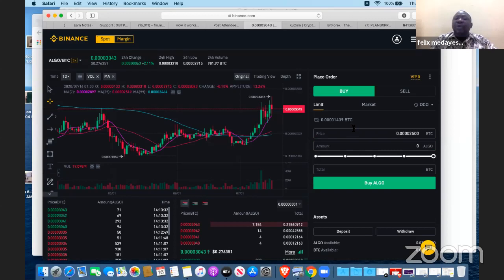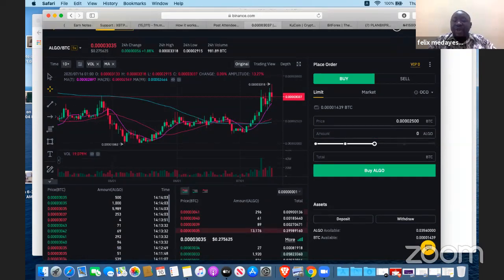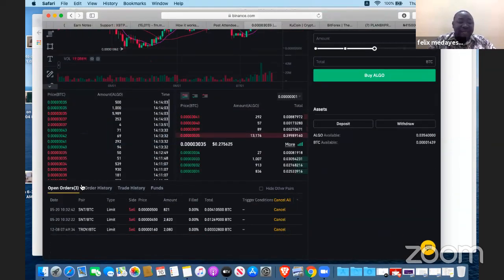Oh, I want to ladder buy. I'm setting 2,500 Satoshi, buy 50% of my money with the Algo. Then you put the total Bitcoin that is going to be cut from your money, and then you click on what? Buy. Then when you click on buy, does that mean they have bought for you? No. Look at what has happened. Your order has been placed in what we call open orders.